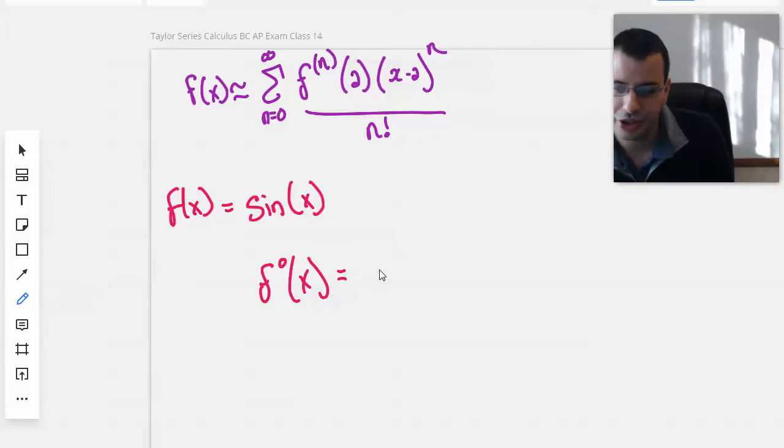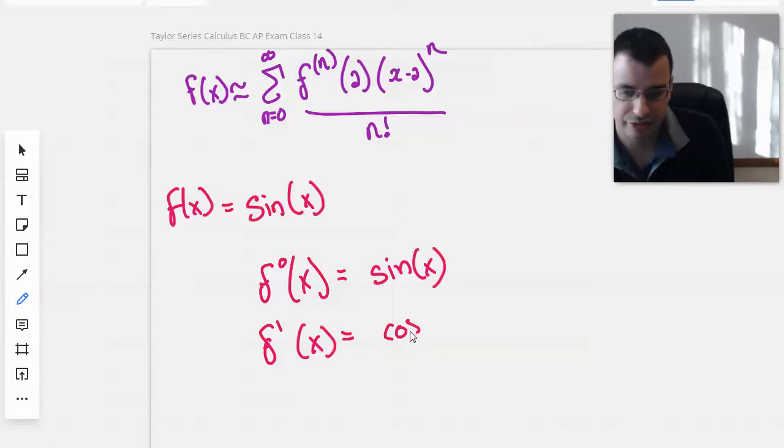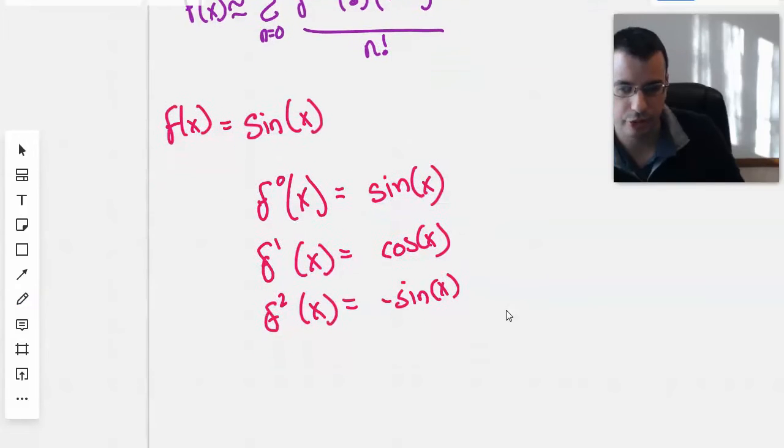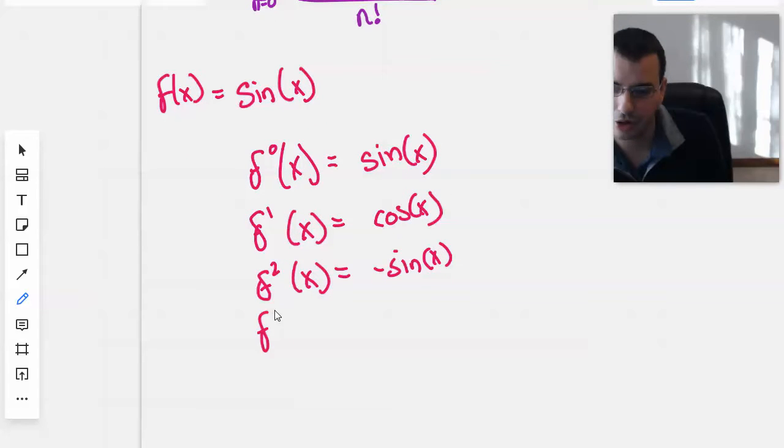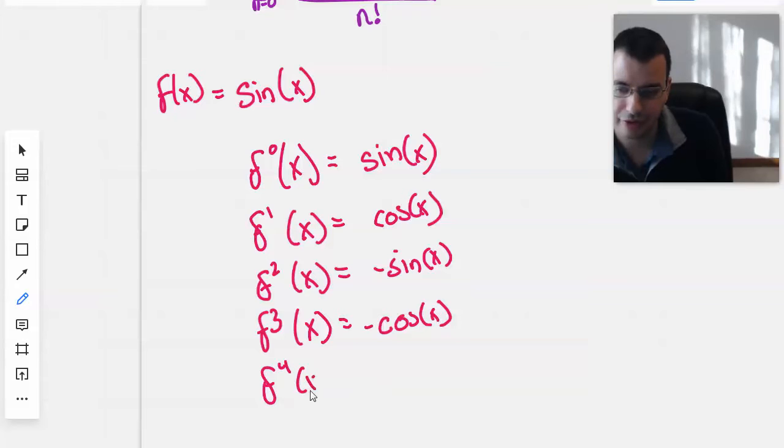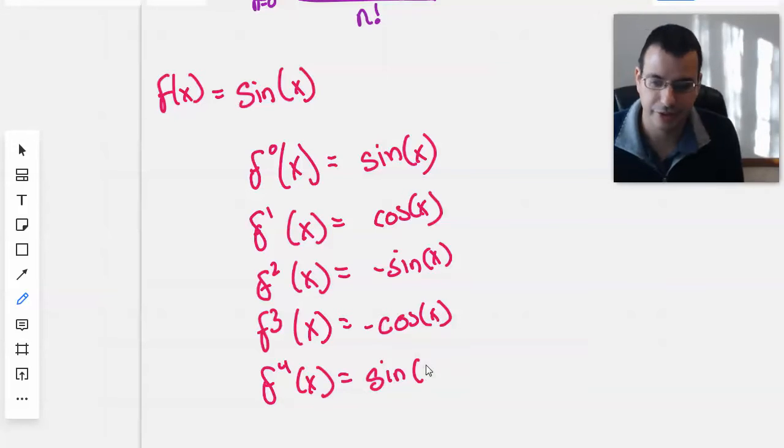So f of x is sine of x. F prime of x is cosine of x. The second derivative of x equals negative sine of x. A little bit more real estate on the board. The third derivative is negative cosine of x. And then the fourth derivative gives us back sine of x. And the circle of life repeats.